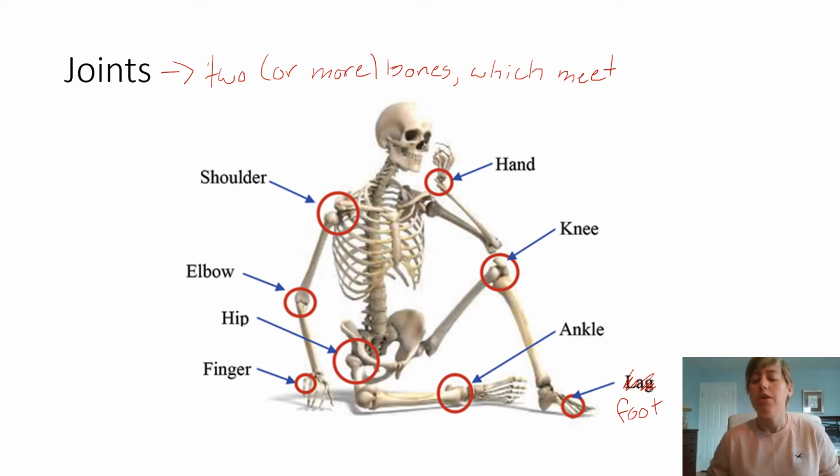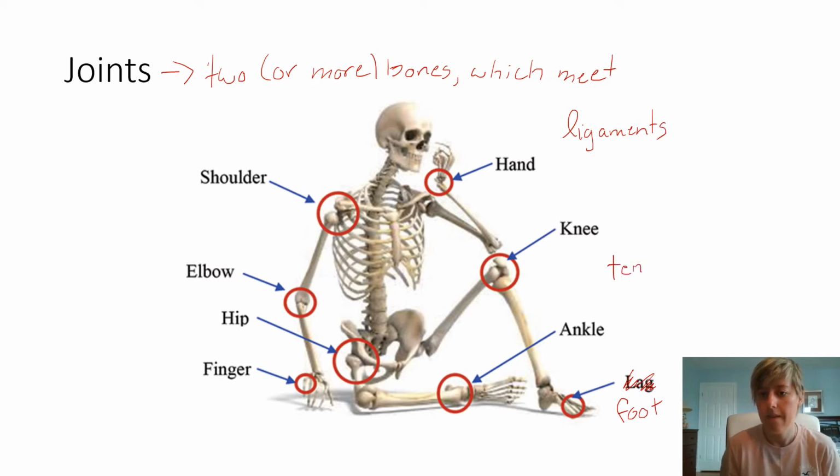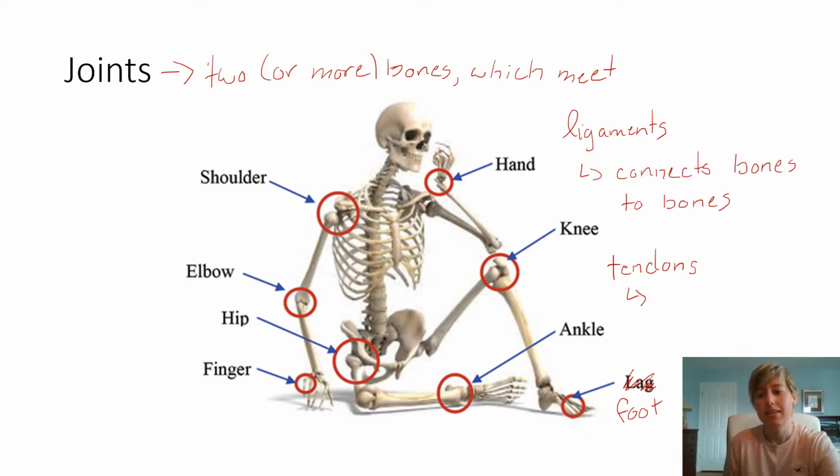Now, for your joints to form, so for our bones to meet, we actually need to have things that help connect the bones together. And there's two key important things that do this. The first are ligaments, and the second are tendons. Now, ligaments is a type of connective tissue that connects one bone to another bone. Whereas tendons, they connect bones to muscles, because remember, bones on themselves can't move.